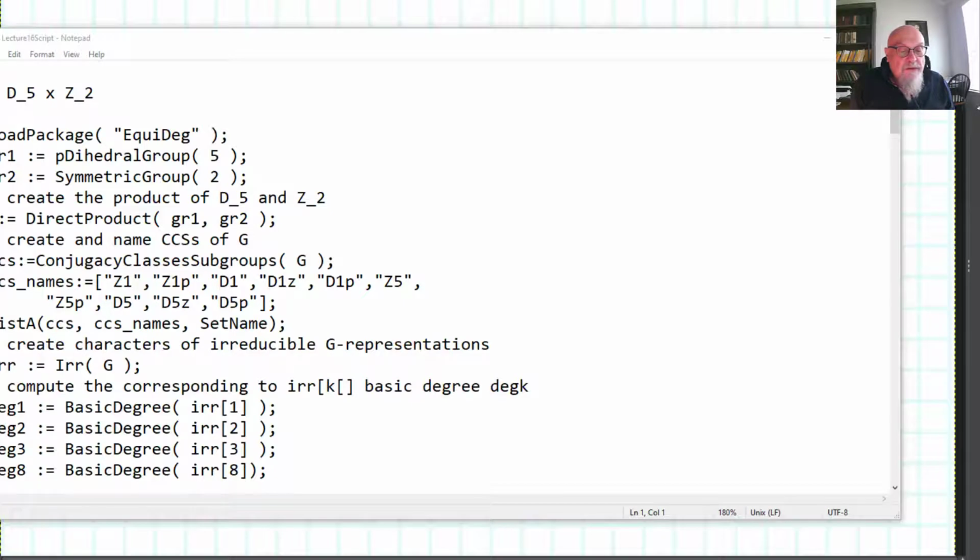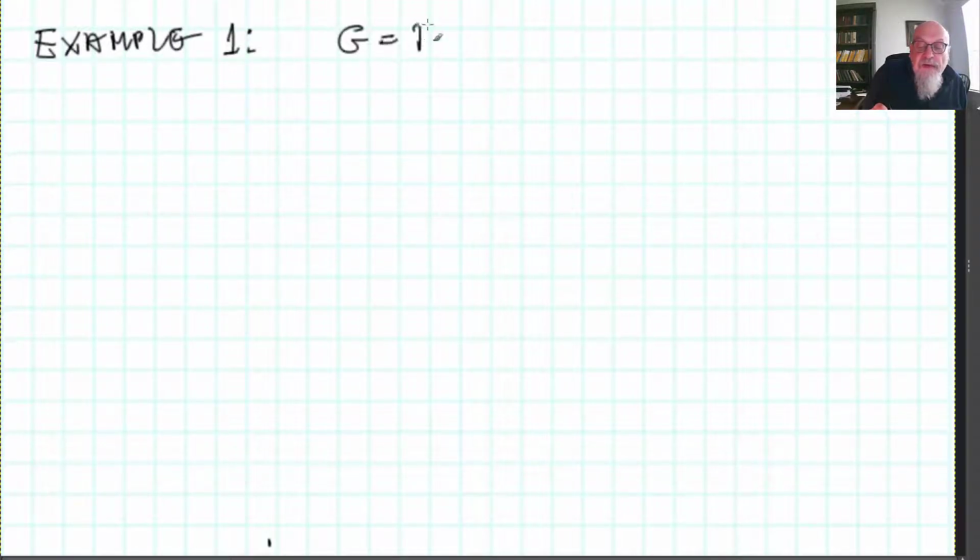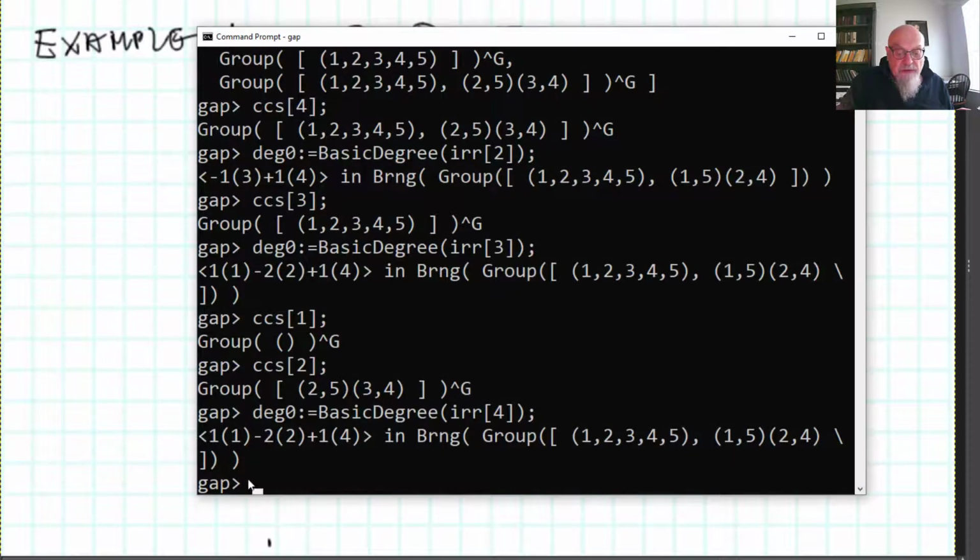So this is our first example. We'll be doing the group D5. So let me put it down: D5 times Z2, example number 1, and this will be the group equal to D5 times Z2. So where is my script? Let me go to GAP, and I will close the GAP, so we will start it fresh.